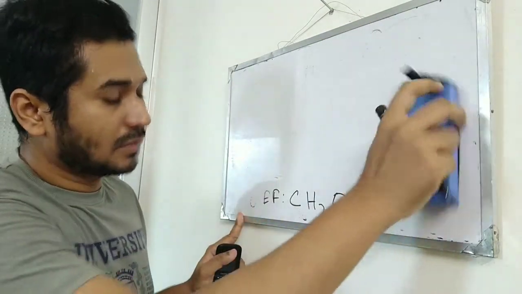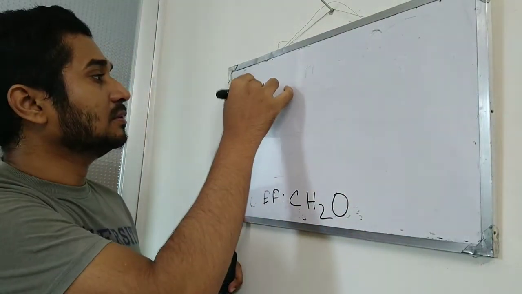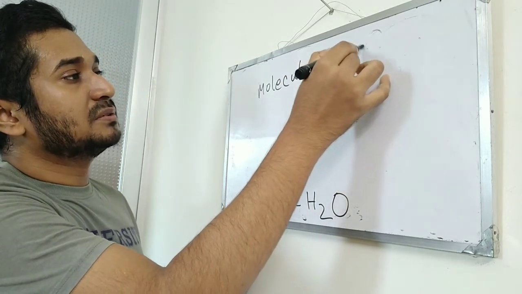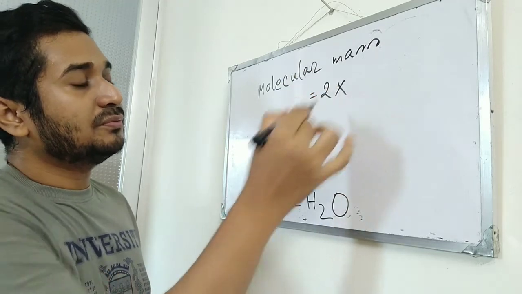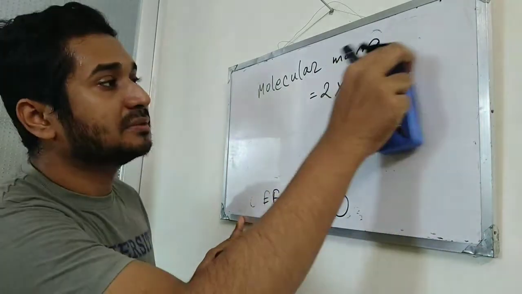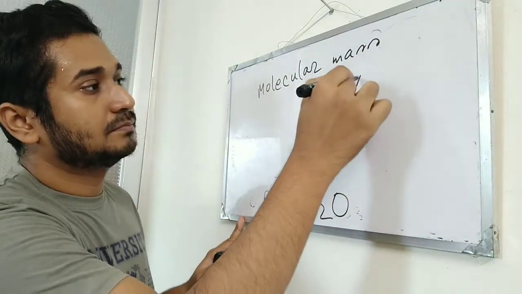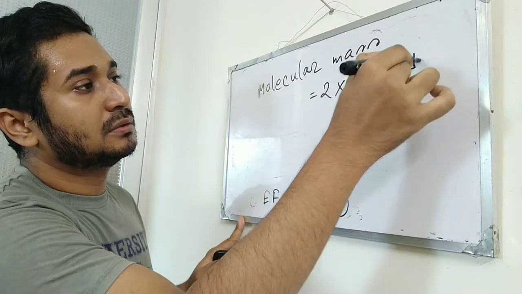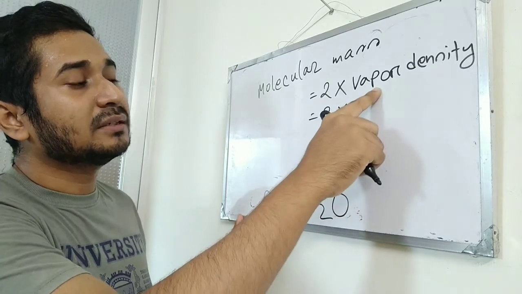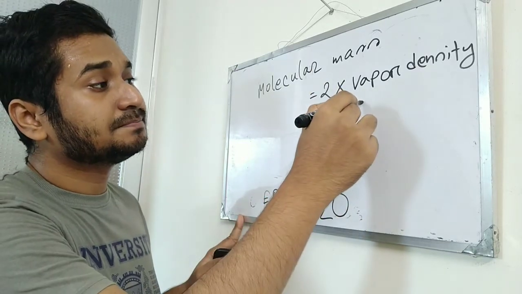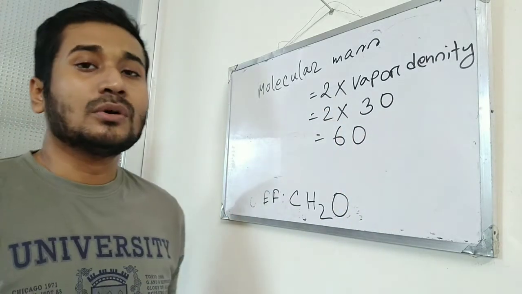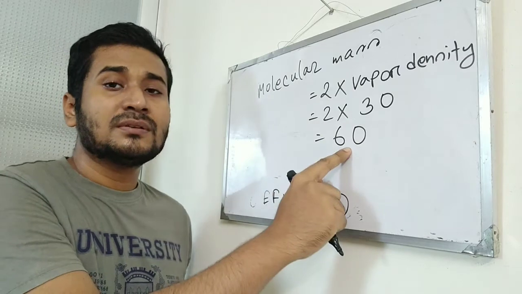So you should know that the molecular mass is equal to 2 times the vapor density. You have been given the vapor density as 30, so 2 times 30 is 60. Now we know that the molecular mass is 60.